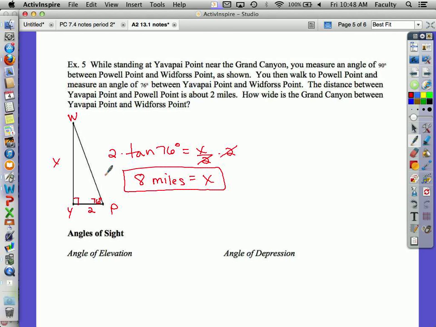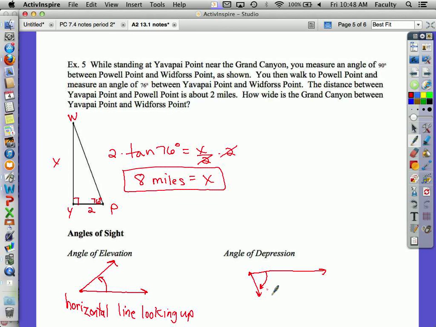All right, we have something called angles of sight. And I'll tell you, my pre-calculus students struggle with this sometimes. So let me go over this and make sure we're clear. An angle of elevation is from a horizontal line looking up. And an angle of depression is, again, from a horizontal line looking down.